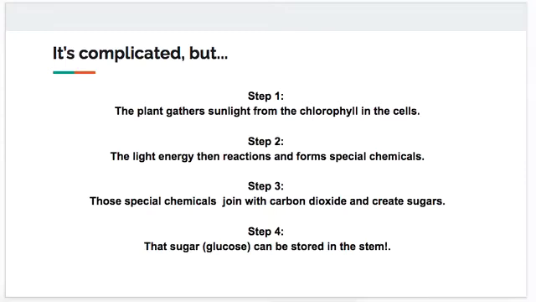Let's break it down even further, okay? Step one, the plant gathers sunlight via the chlorophyll. Step two, the light energy reacts with and forms special chemicals in the leaf. Step three, the special chemicals join with carbon dioxide and they create sugar. Trust me when I say it's a lot more complicated than this. It's as simple as I can possibly make it. And step four, the sugar, glucose is what it's called, is stored in the stem.